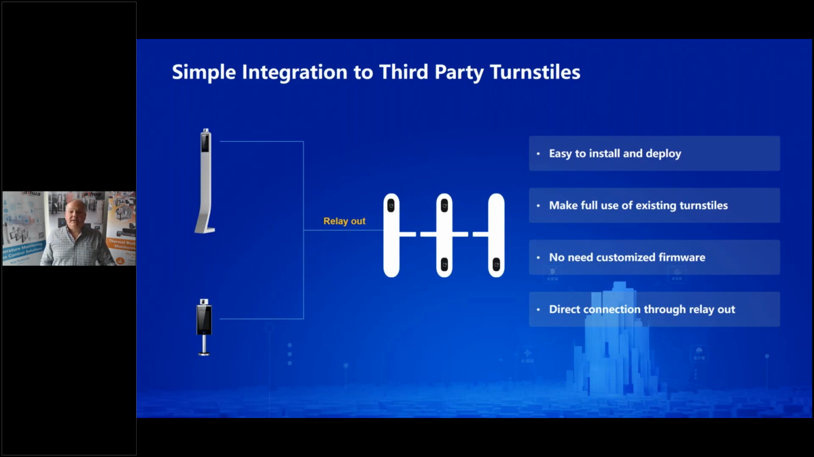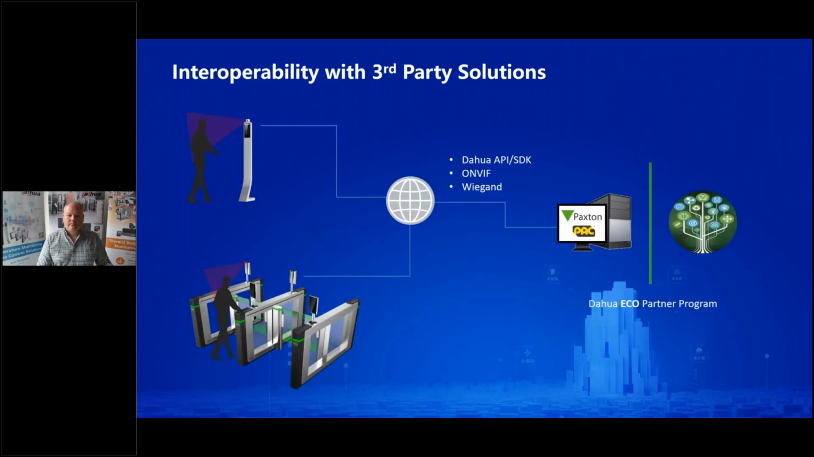You can utilize an existing infrastructure or an investment of speed gates. You don't have to customize anything. There's no firmware. It's a direct connection through the relay output. And this type of solution is proving really popular. Not only is it a simple link, it gives you the security of knowing people entering the building are having their temperature checked at the entrance.